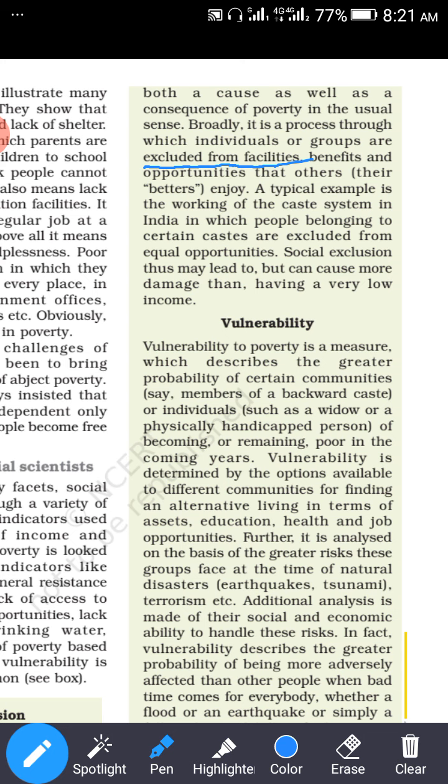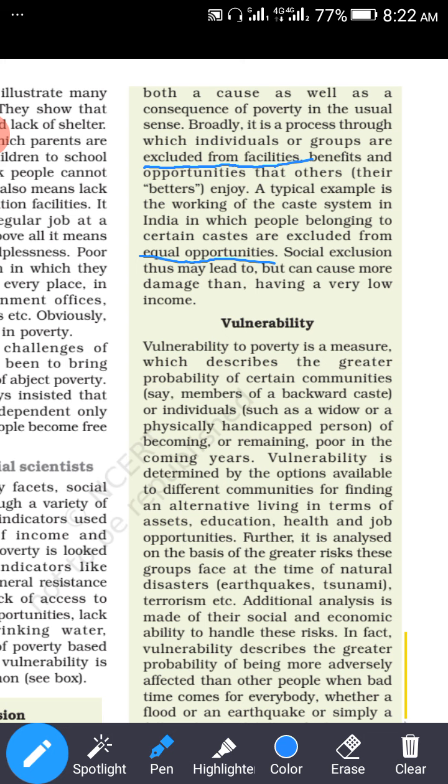It is also the reason for the poverty, and everyone needs the benefit or opportunities so that we can enjoy our life. But how is it possible if the government does not support the poor people? It's very essential that the government should support the people. A typical example is the working of the caste system in India, in which people belonging to certain castes are excluded from equal opportunity, and social exclusion may lead to poverty.